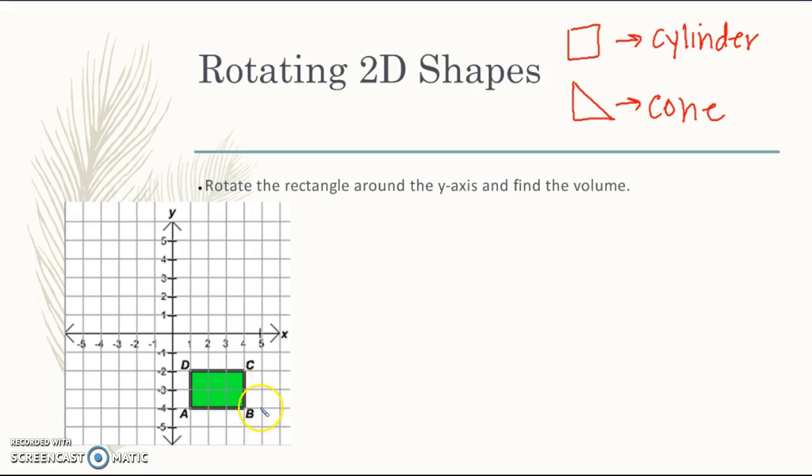So for this one, I want to rotate this rectangle around the y-axis and find the volume. So here's my y-axis. So the first thing I'll do is reflect it over. So there's my reflection. And then if I draw my circles, I'm going to end up with a cylinder with a cylinder hole in the middle. So I'm going to get a toilet paper roll.